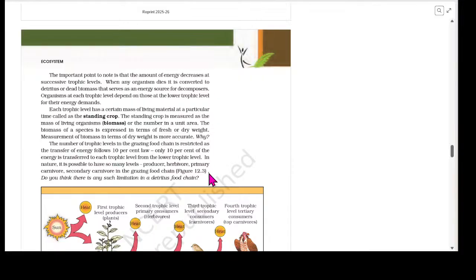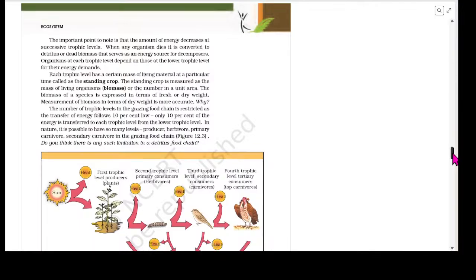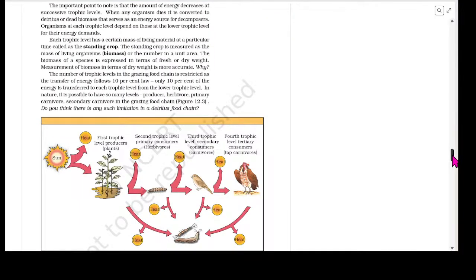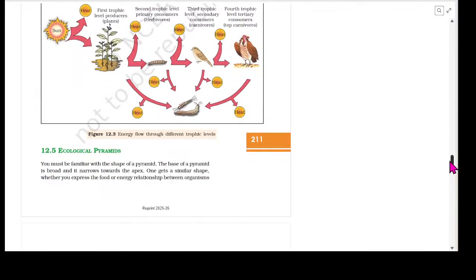In nature, it is possible to have many levels: producer, herbivore, primary carnivore, secondary carnivore in a grazing food chain. Do you think that there is any such limitation in a detritus food chain?